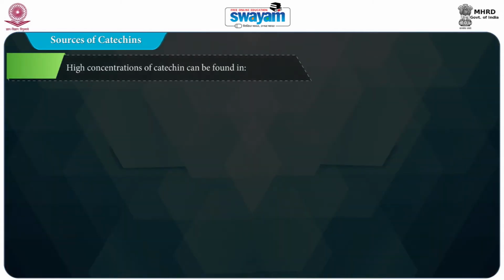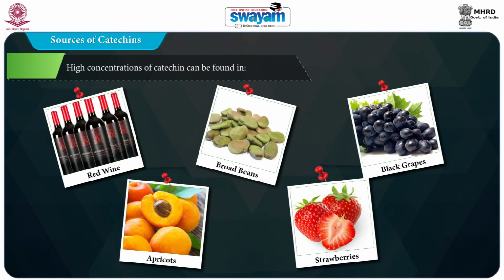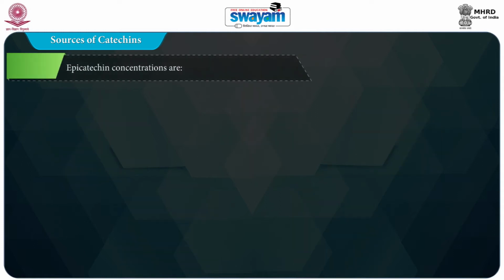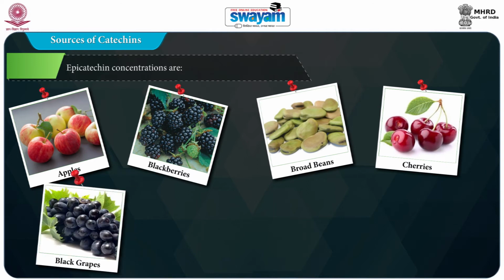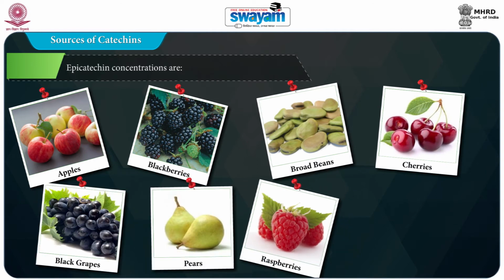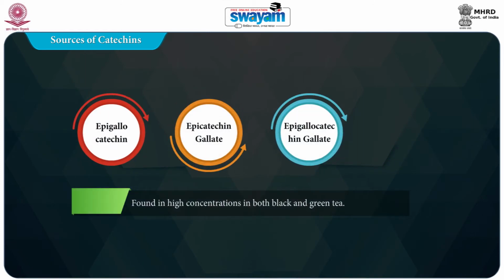Let us now understand the sources of catechin. High concentration of catechin can be found in red wine, broad beans, black grapes, apricot and strawberry. And of course, epicatechin concentrations are also found in apple, blackberry, broad beans, cherries, black grapes, pear, raspberry and chocolate. Finally, epigallocatechin gallate and epigallocatechin are found in high concentration in both black and green tea.